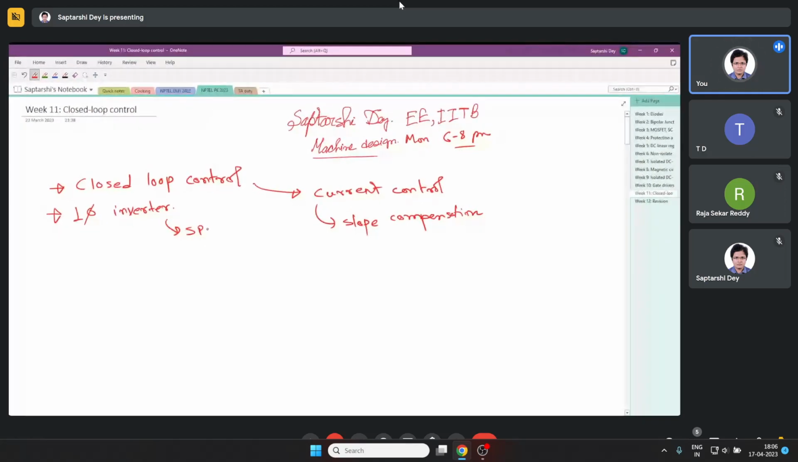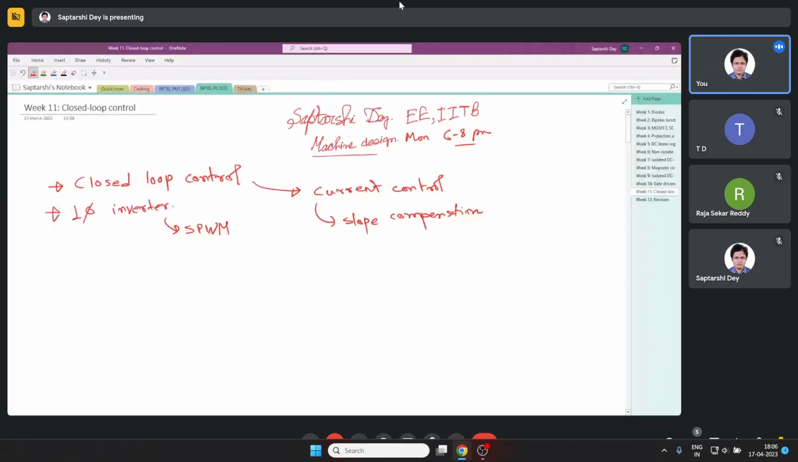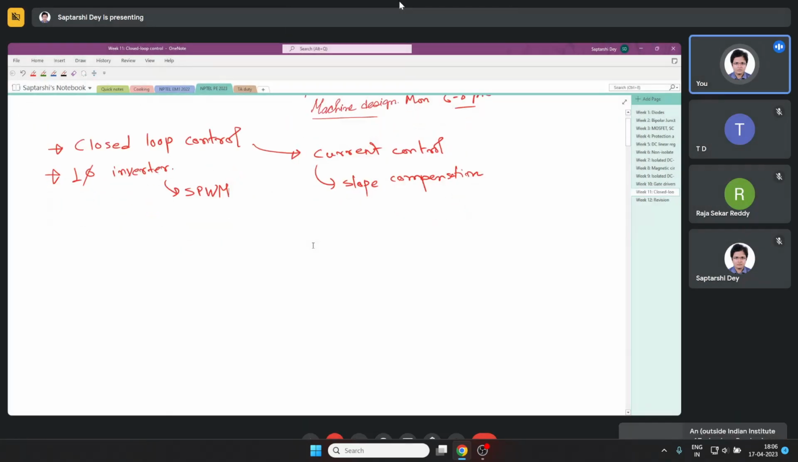And the sinusoid pulse width modulation technique, as used in single phase inverter, was discussed. Although the voltage relation was not discussed in the lectures, only the process was discussed. Maybe if we have time we'll discuss it, this week or next week.